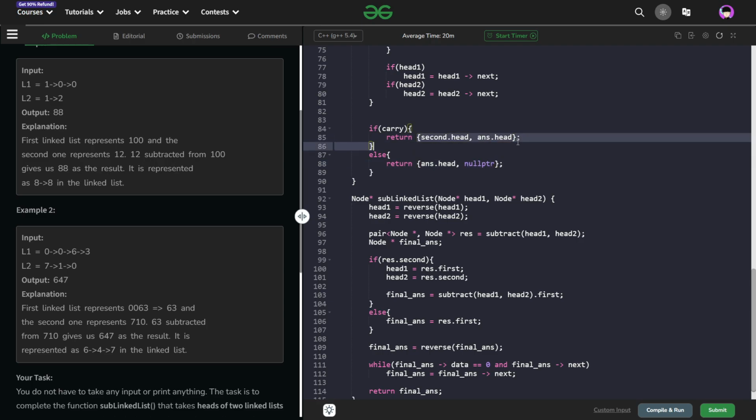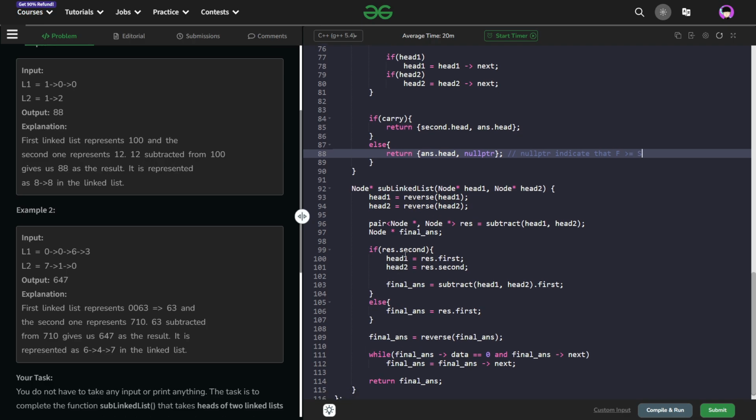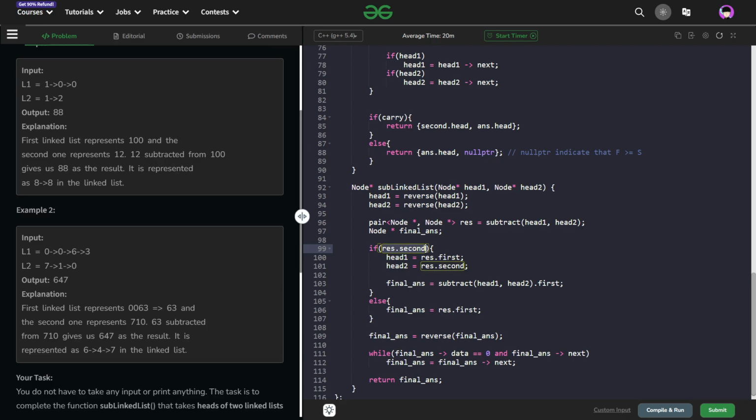So this is also very important here. Why? Because when the second value is a null pointer, I am trying to indicate with the help of this null pointer that my first value was greater than or equal to the second value, right? So here I check if res dot second, that means if it is not equal to null pointer, I have to perform a subtraction operation again.